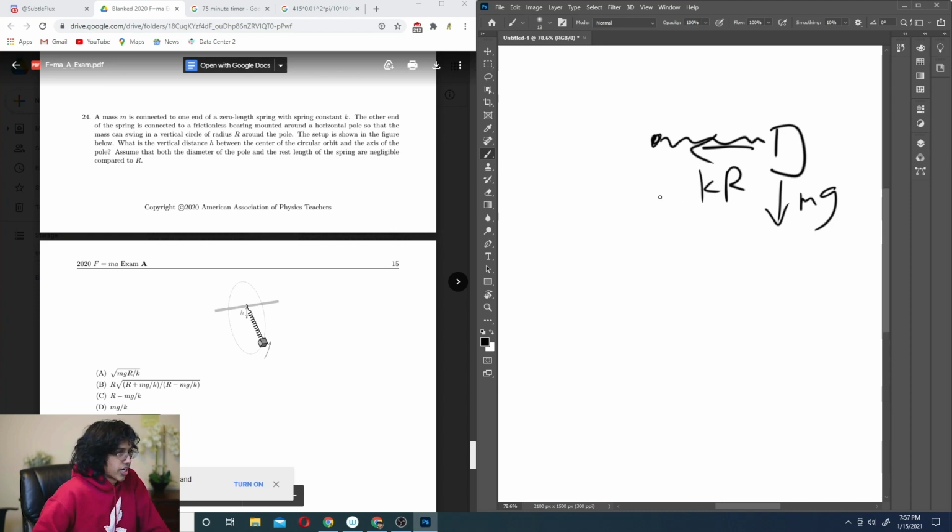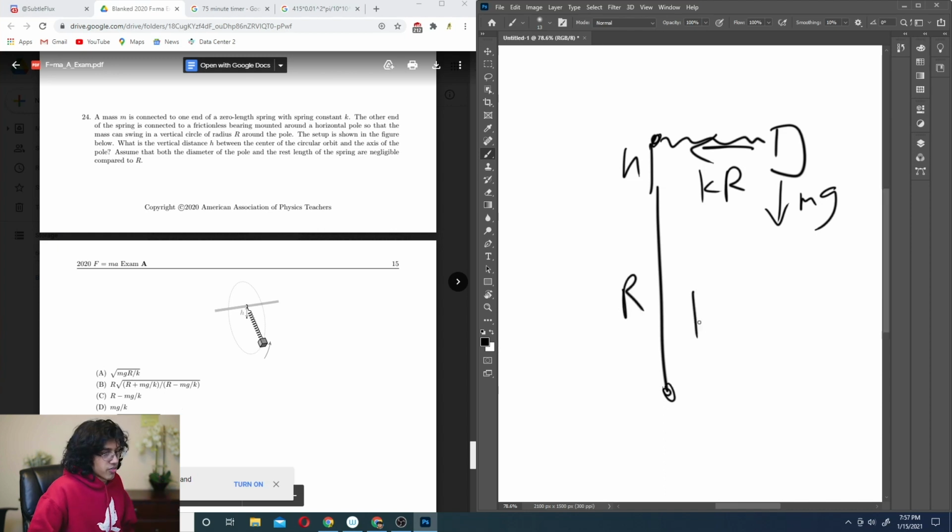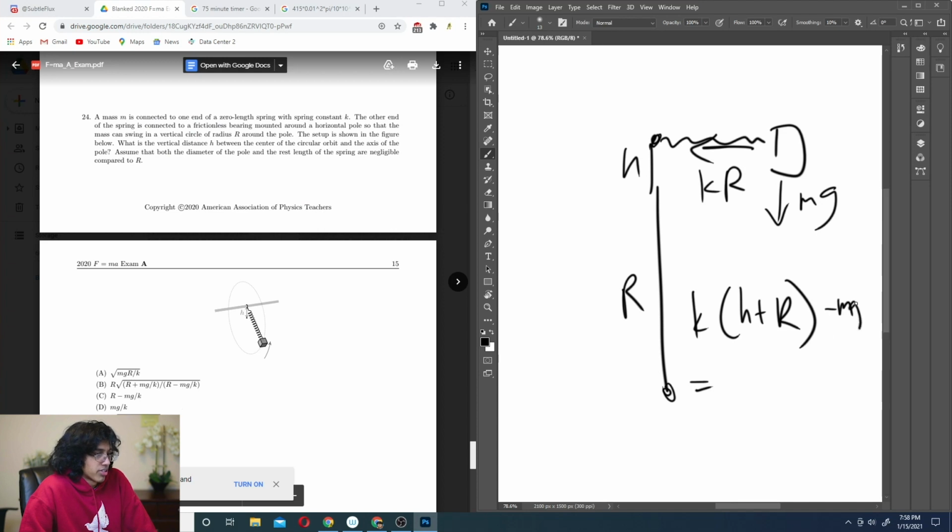So, okay, at the bottom, you basically have h plus r, let's say. So essentially, you have k times, how much time do we have? Okay, let's just see how far we could get. So k times h plus r minus mg is equal to mv squared over r.